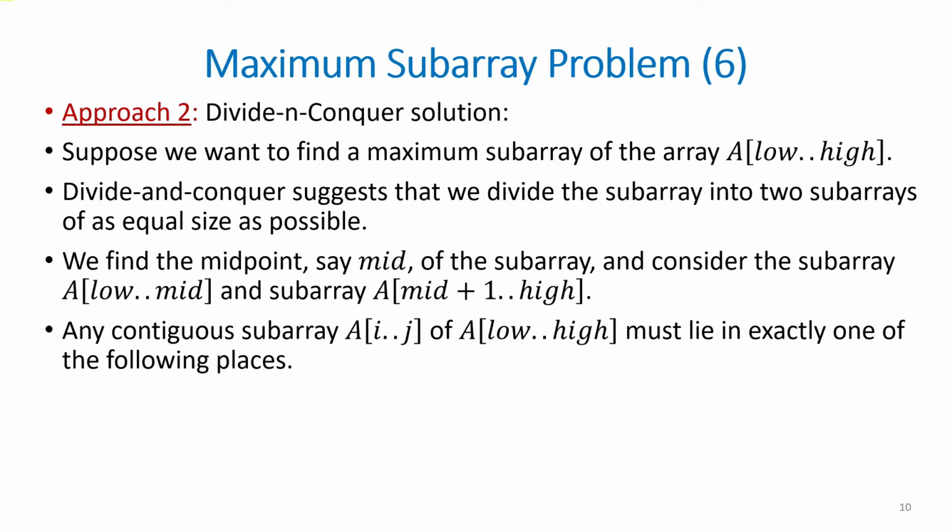So we want to find the maximum subarray for some given array A, where low is the first element and high denotes the last element in this array. What this approach suggests is that we divide this array A into subarrays of equal size. Therefore, we would have two subarrays, low to some midpoint called mid, and the second subarray from mid plus 1 to high. Now, if we take any subarray Aij within this array A, this subarray would lie in three possible places.